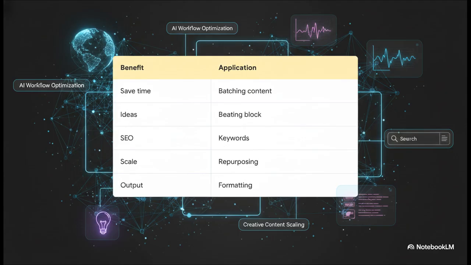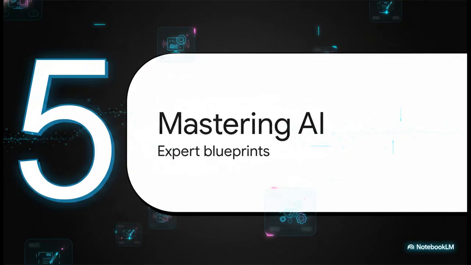for the algorithms. But honestly, perhaps the most impactful benefit here is how it supports smaller teams. If you're a solo marketer or an entrepreneur, AI allows a team of one to produce en masse. You can scale and translate content across formats and boost your productivity by rapidly formatting messy notes into perfect tables and lists. Finally, we arrive at Section 5, Mastering Your AI Assistant.